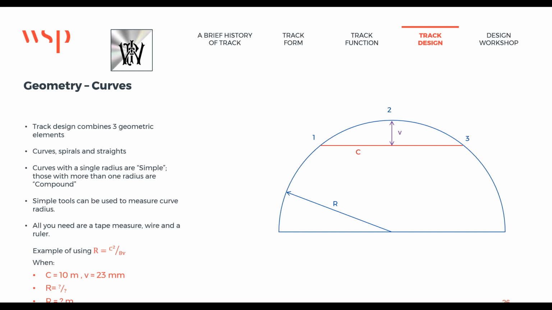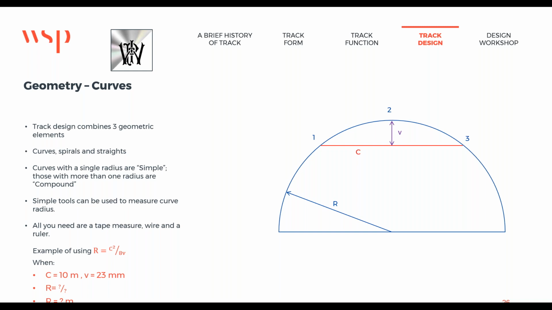Simple tools are all you need to measure curve radius. All you need is a tape measure, a wire, and a ruler. And the wire can be a piece of string as long as you can stretch it tight enough. My own wire of choice is 40mm nylon monofilament fishing wire, although it can cut the hands when it's cold and wet. And calculating the radius is also simple enough. And these days, phones with calculators make it even easier. So here's a little worked example.